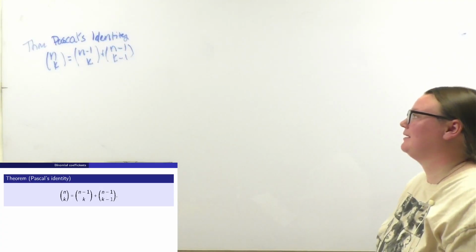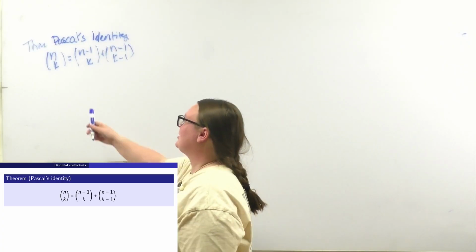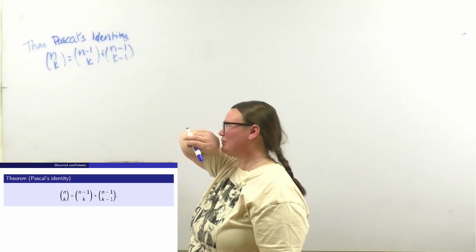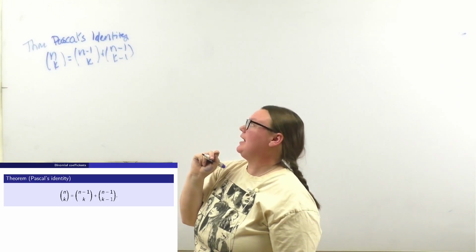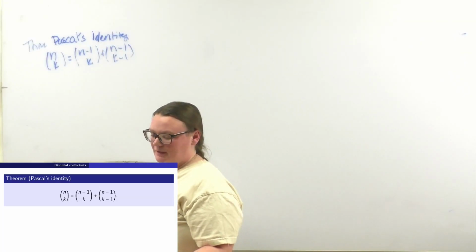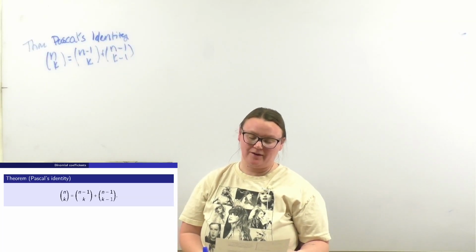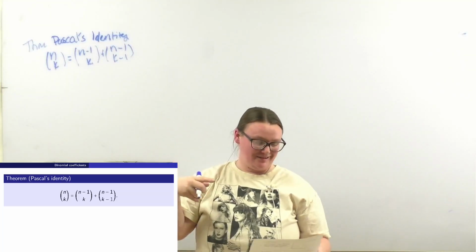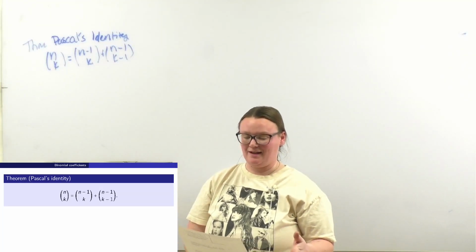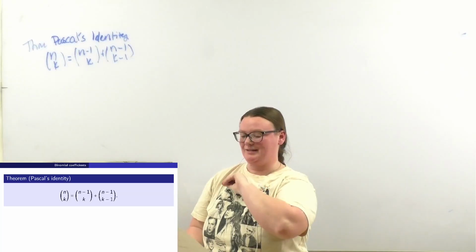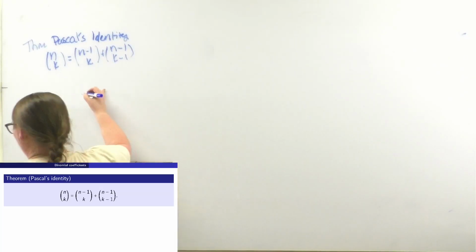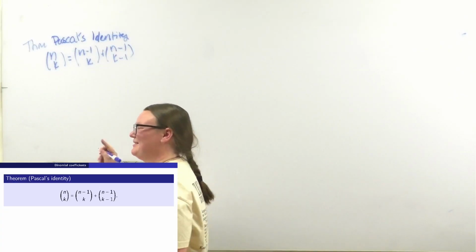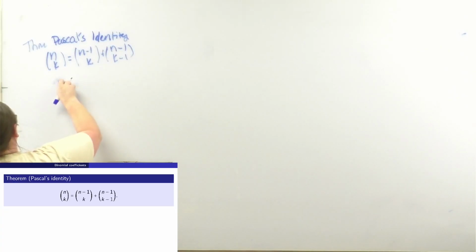Okay. Pascal's identity tells us that n choose k is going to end up being the same thing as n minus 1 choose k plus n minus 1 choose k minus 1. So we have a set, it's double counting, like we said earlier, sets of size k of an n element set. So here we go. We're gonna fix an element.